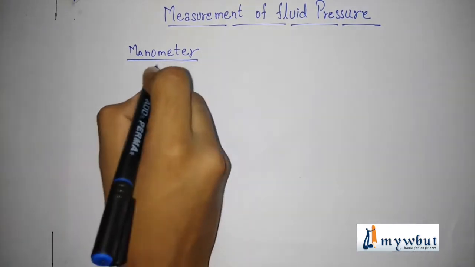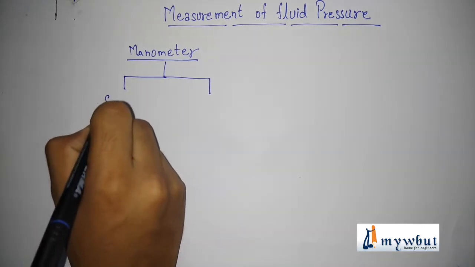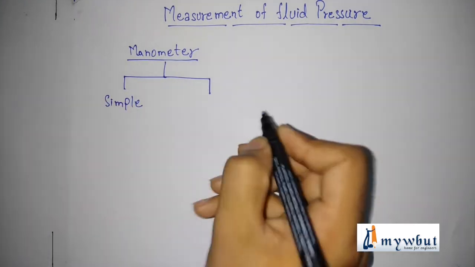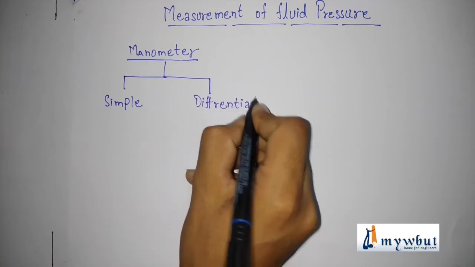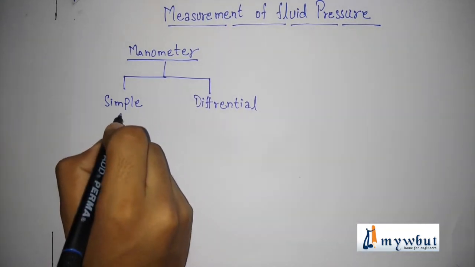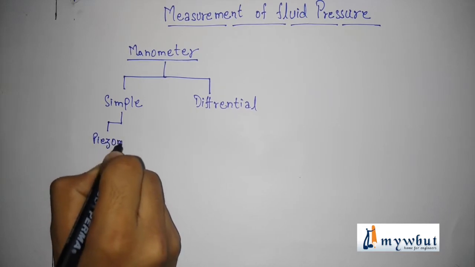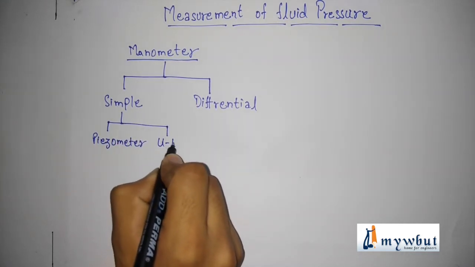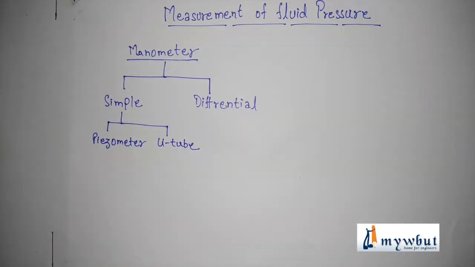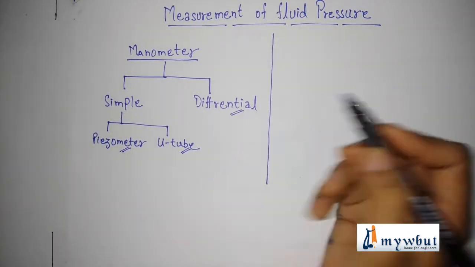Generally, manometer can be classified in two types. First is simple, second is differential. Further, simple manometer can be classified in two types, which is piezometer and U-tube manometer. Now let's learn about these several types of manometers one by one.